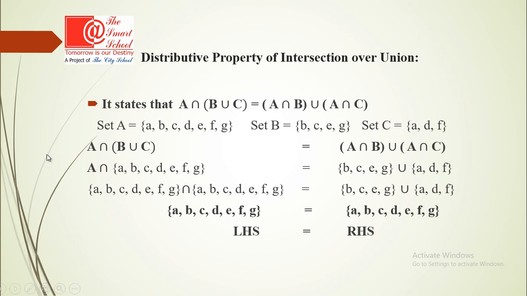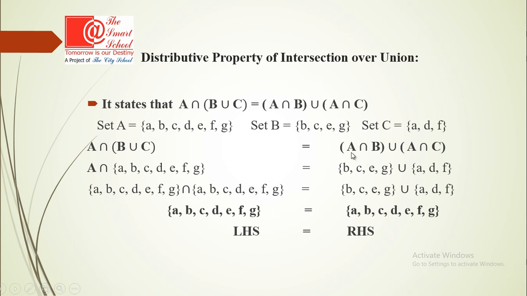So when we find A intersection (B union C), first we will make the union of B and C, which is A, B, C, D, E, F, G. Then we will find its intersection with A. So A, B, C, D, E, F, G are common with these A, B, C, D, E, F, G. So the intersection set is A, B, C, D, E, F, G.